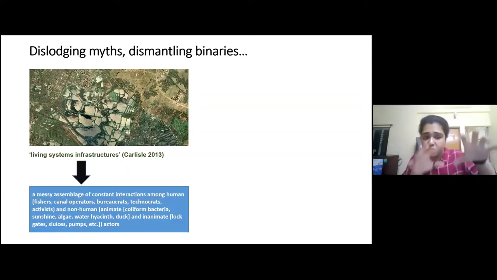Then I tried to deploy this framework, but also inform it with the conceptualization that the East Kolkata wetlands are a messy assemblage of constant interactions between the human and the non-human. I divide the non-human into two parts, animate and inanimate. The animate includes polyform bacteria, fungi, algae, water hyacinth, ducks, and multiple other so-called animate entities that make this ecosystem resource. On the other hand, you cannot ignore the functioning of the inanimate world, which is also inextricably interlinked with the non-human animate and human world: infrastructures such as lock gates, sluices and pumps that regulate the flow of water.